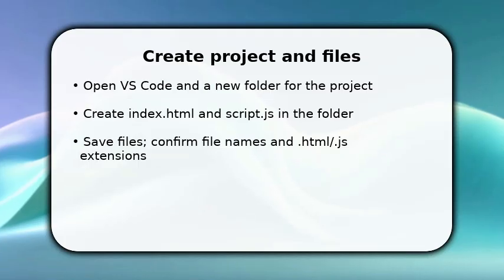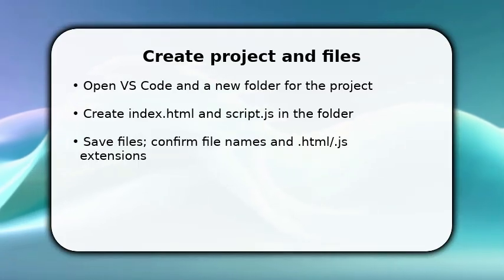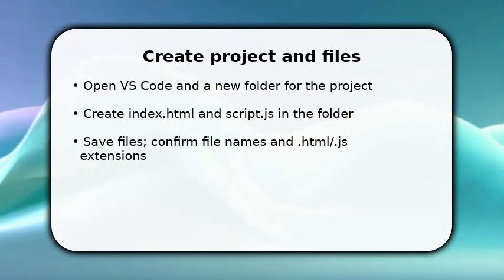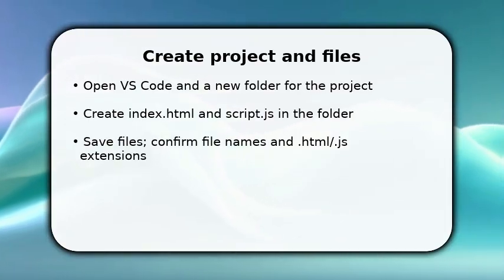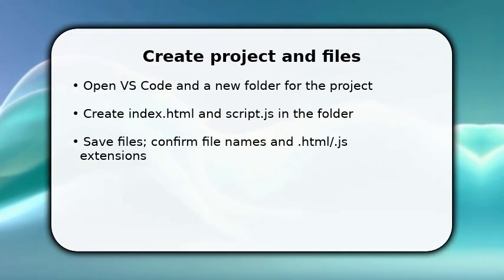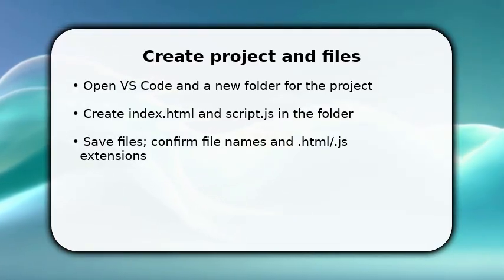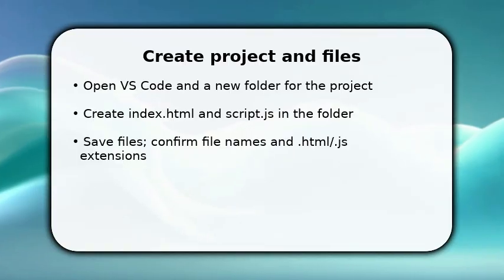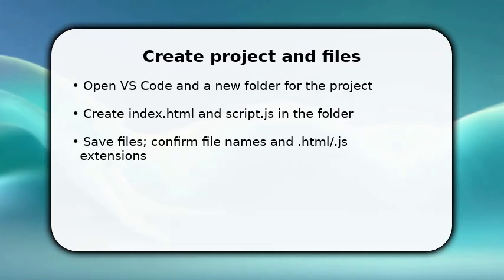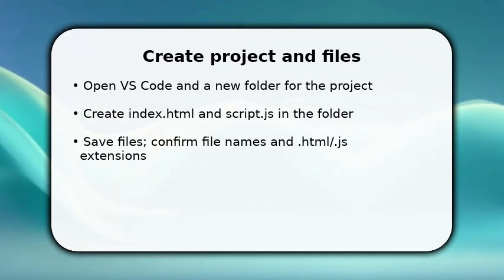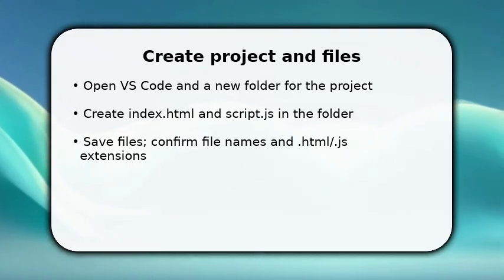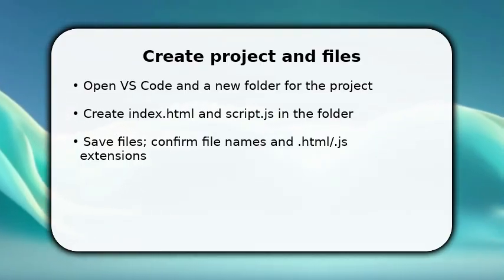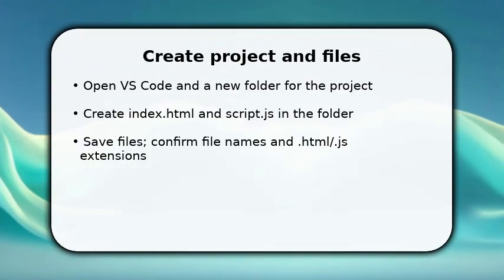You begin by opening VS Code and creating a project folder. This gives you a single workspace to manage. Next, create index.html and script.js in that folder so files are side by side and easy to reference. Once done, save both files and verify the extensions are correct so the browser and editor recognize them. Make sure autosave or explicit save is used. This prevents stale content when you test in the browser.